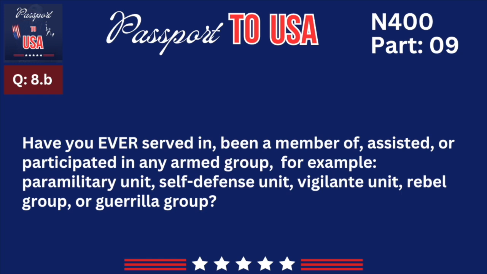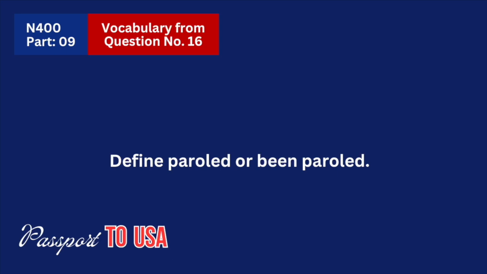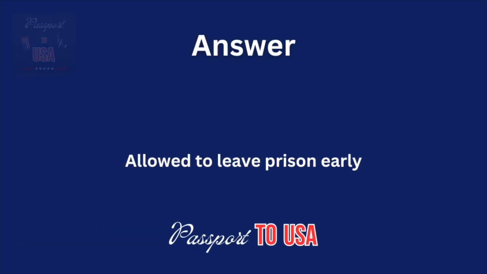Have you ever served in, been a member of, assisted, or participated in any armed group, for example, paramilitary unit, self-defense unit, vigilante unit, rebel group, or guerrilla group? No. Define, paroled or been paroled. Allowed to leave prison early.